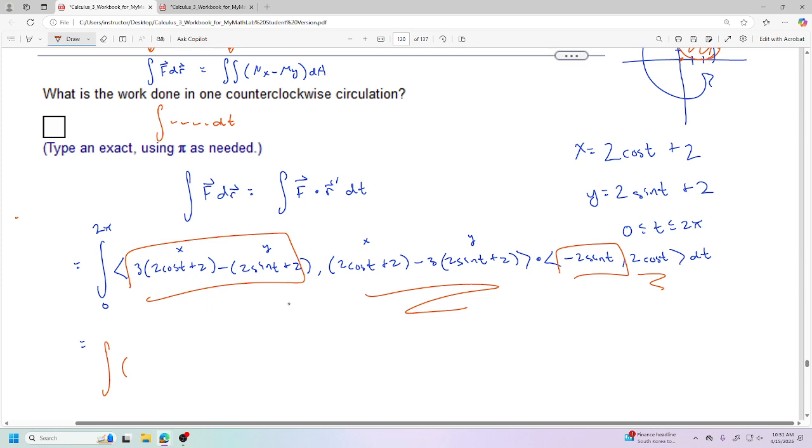Do you want to simplify and distribute a little bit now or not? What do you want to do? Simplify or just put it all into Desmos?